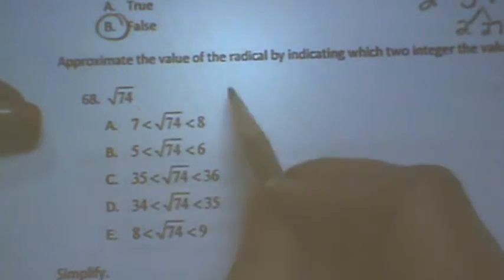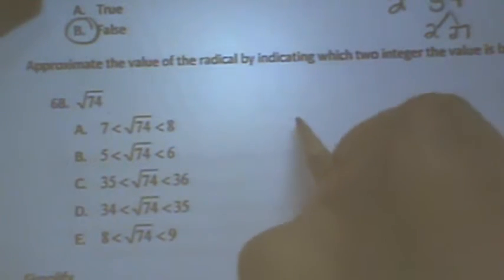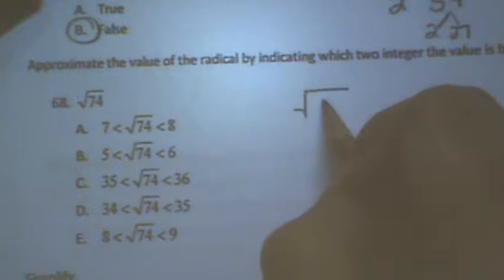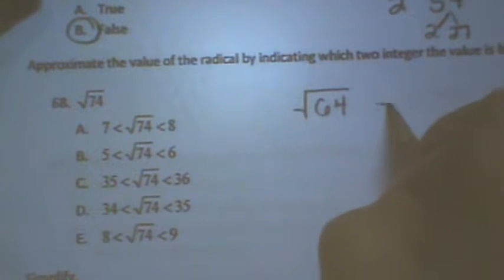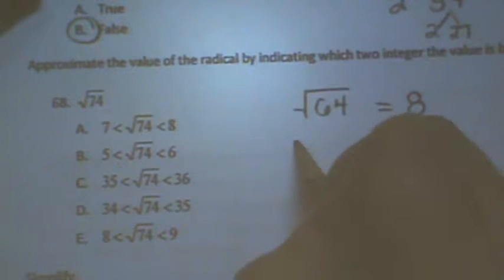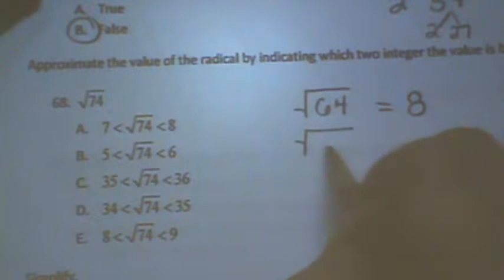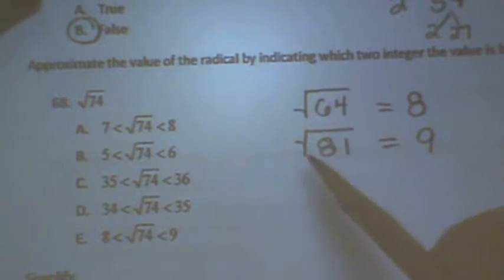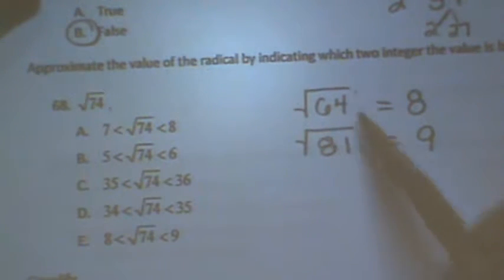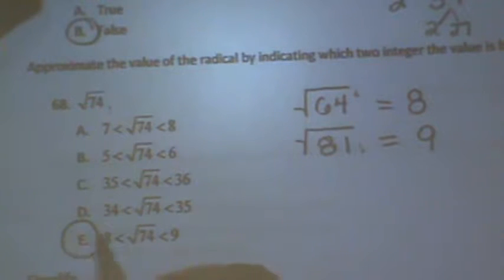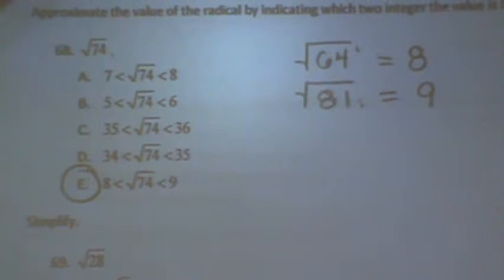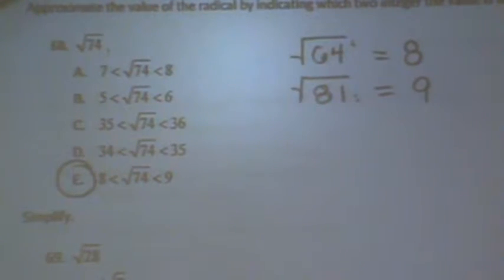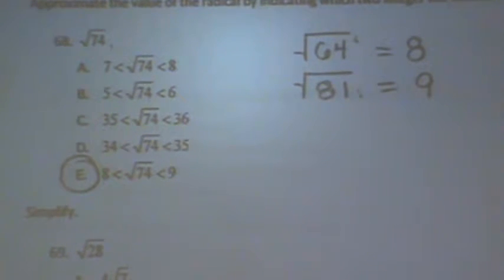The square root of 74 falls between what two numbers? Well, we know what the square root of 64 is. Square root of 64 is 8. The next one, the square root of 81, is 9. And since the square root of 74 falls between 64 and 81, we're going to say E is the correct answer. It's greater than 8, but less than 9. It's between 8 and 9.